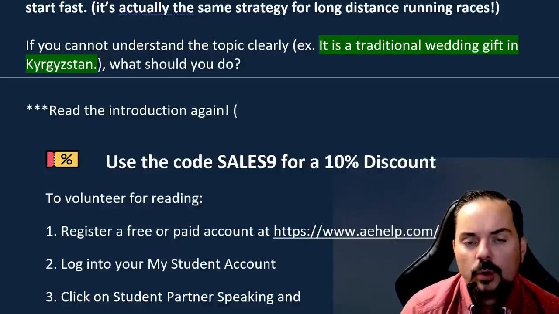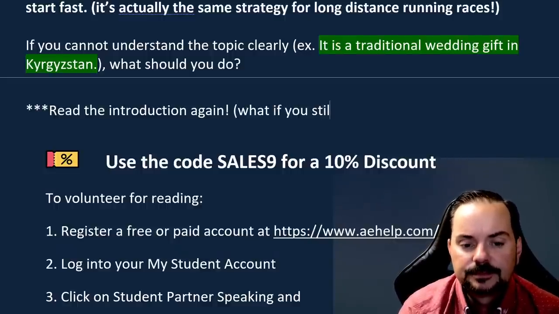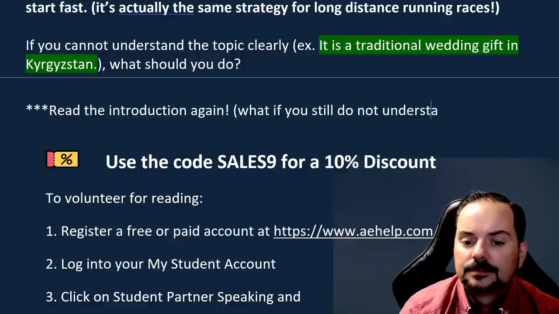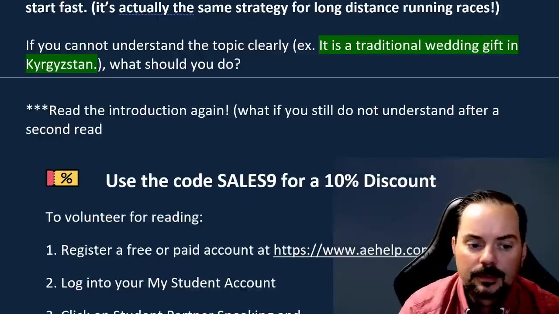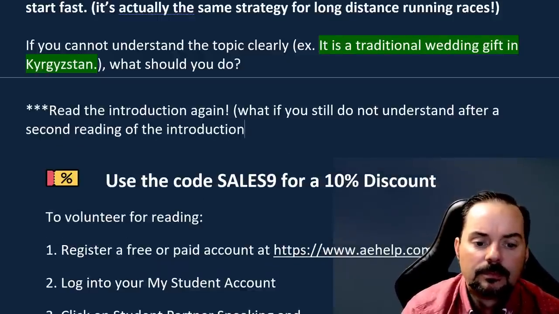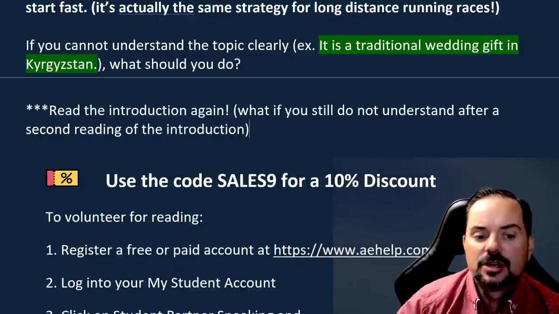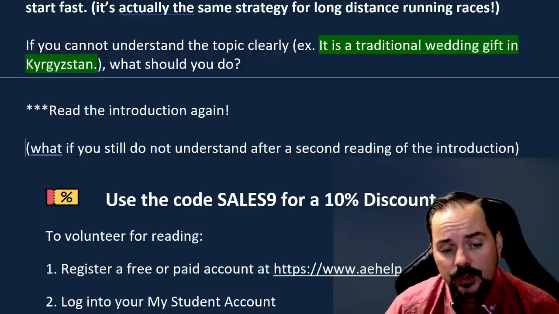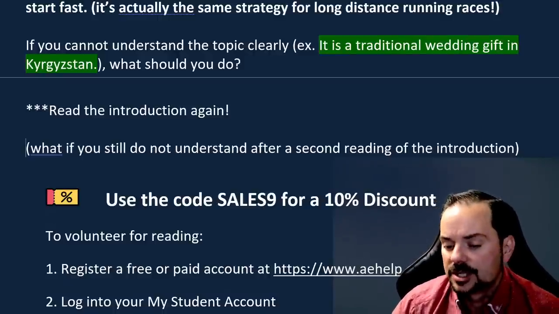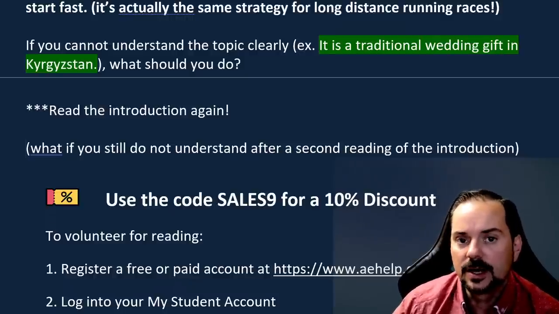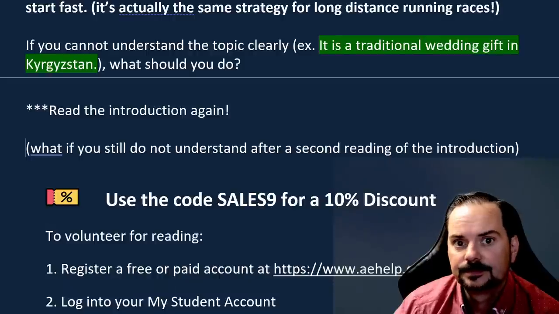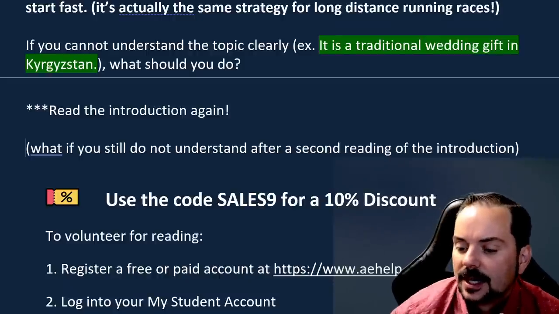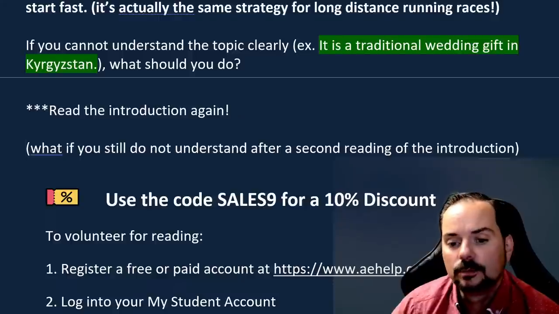What if you still don't understand after a second reading of the introduction? So, absolutely. Your next step is to read the introduction again. And that's what I mean about starting slowly. If you still don't understand, what should you do? So you've read it twice. You still don't understand. What should you do? Good questions here. Elizabeth says, read it three times. No, do not read it again.